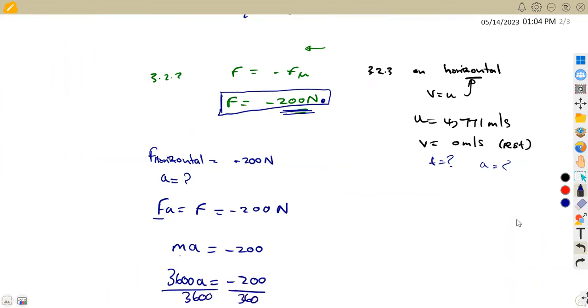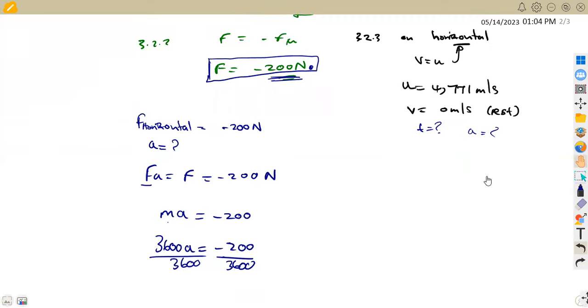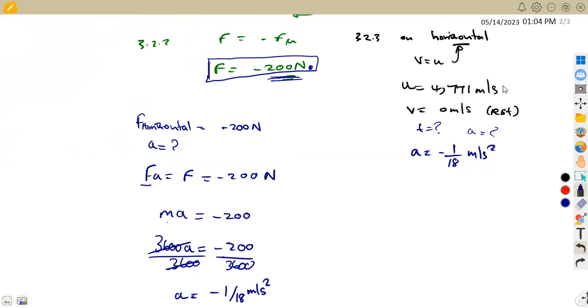Divide by 3,600 both sides. This is going to give us the acceleration on the horizontal. So our a is going to be negative 1/18. All right, negative 1/18 meters per second squared, representing the acceleration, which is deceleration. So we now have our a being negative 1/18, or you can have it as a decimal, it's still one and the same thing.